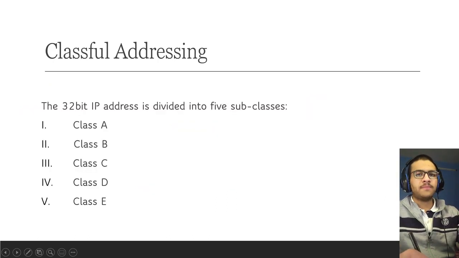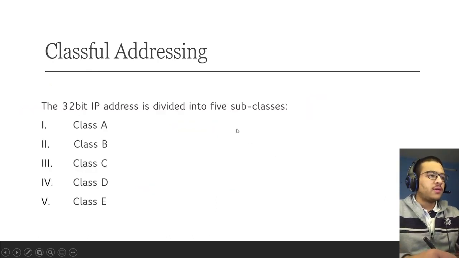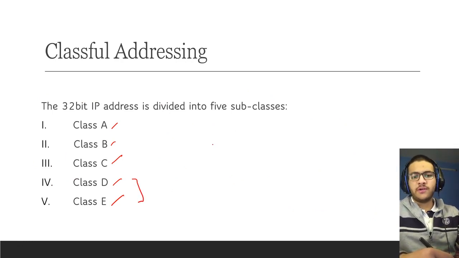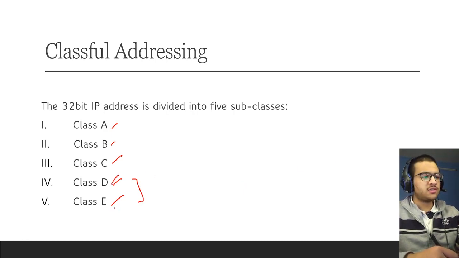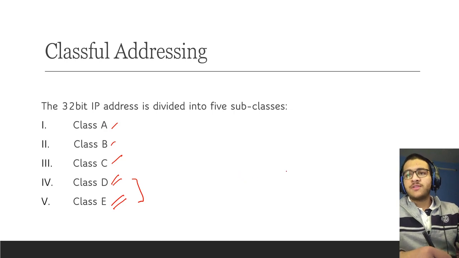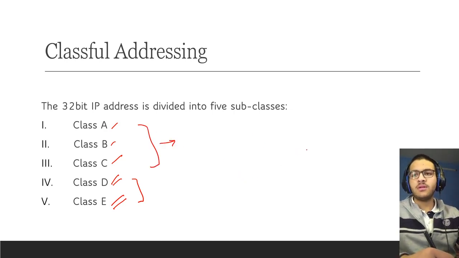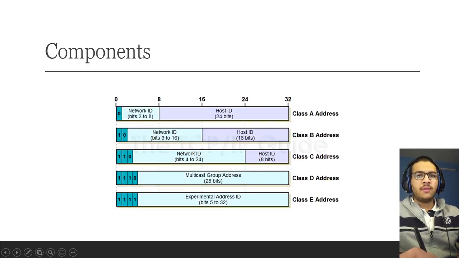So let's move on. The 32-bit IP address is divided into subclasses. There are 5 subclasses: class A, B, C, D, and E. Two of these are reserved for research and experimental purposes. This one is reserved for multicast purposes, and this is reserved for experimental purposes. And these three are currently in use. An IPv4 address is divided into a network ID and a host ID. We'll see what those are.